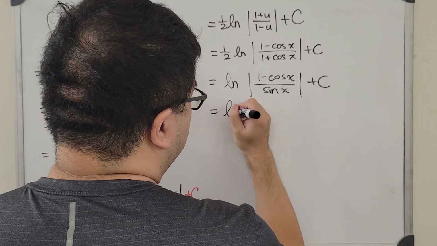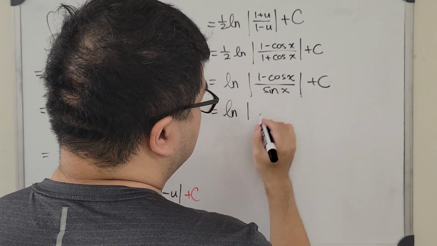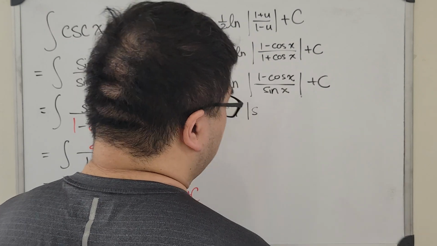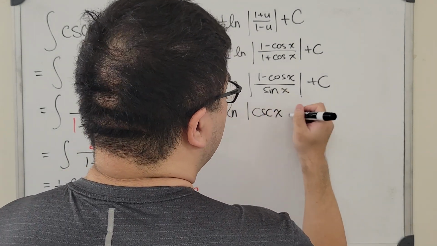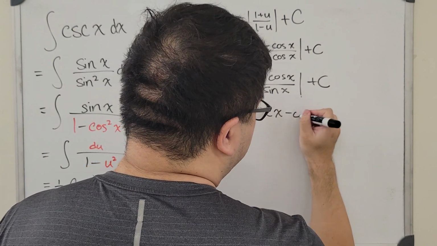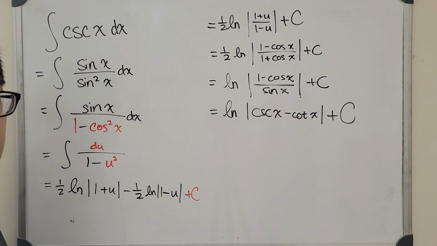And of course, we can just simplify it at the end to get 1 over sine, which is not secant, but cosecant of x, minus cosine over sine, which gives us cotangent of x, plus c. That's it.